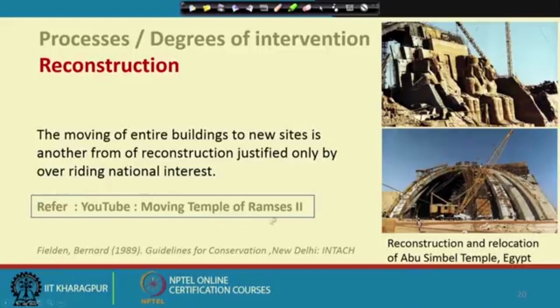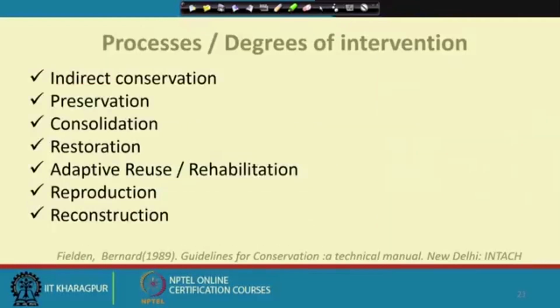I request all of you to see this, because the BBC has made a four-part movie on the moving of the temple of Ramesses, and it is very interesting. You will understand what reconstruction means when you are shifting the entire structure to some other site. And again, that decision is very crucial: when do you take this decision.